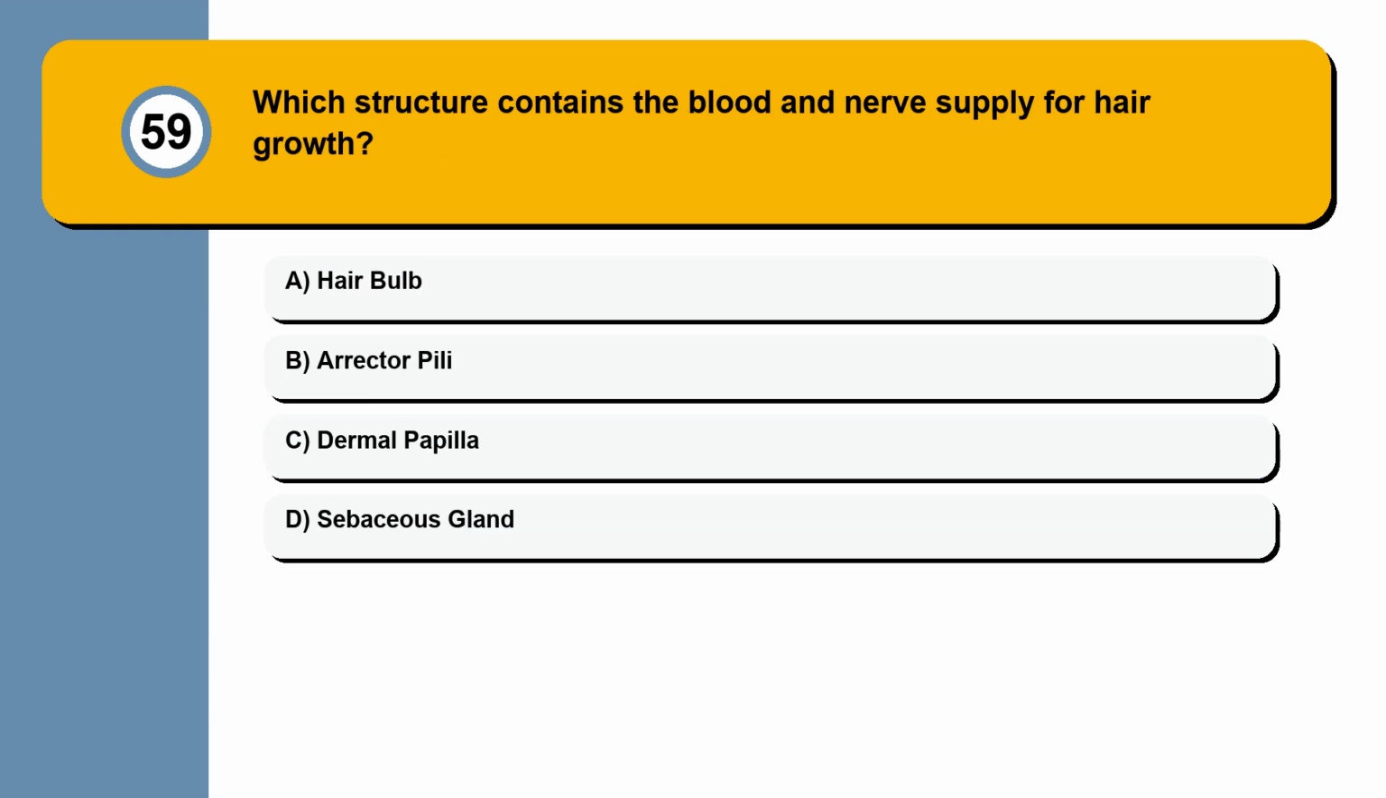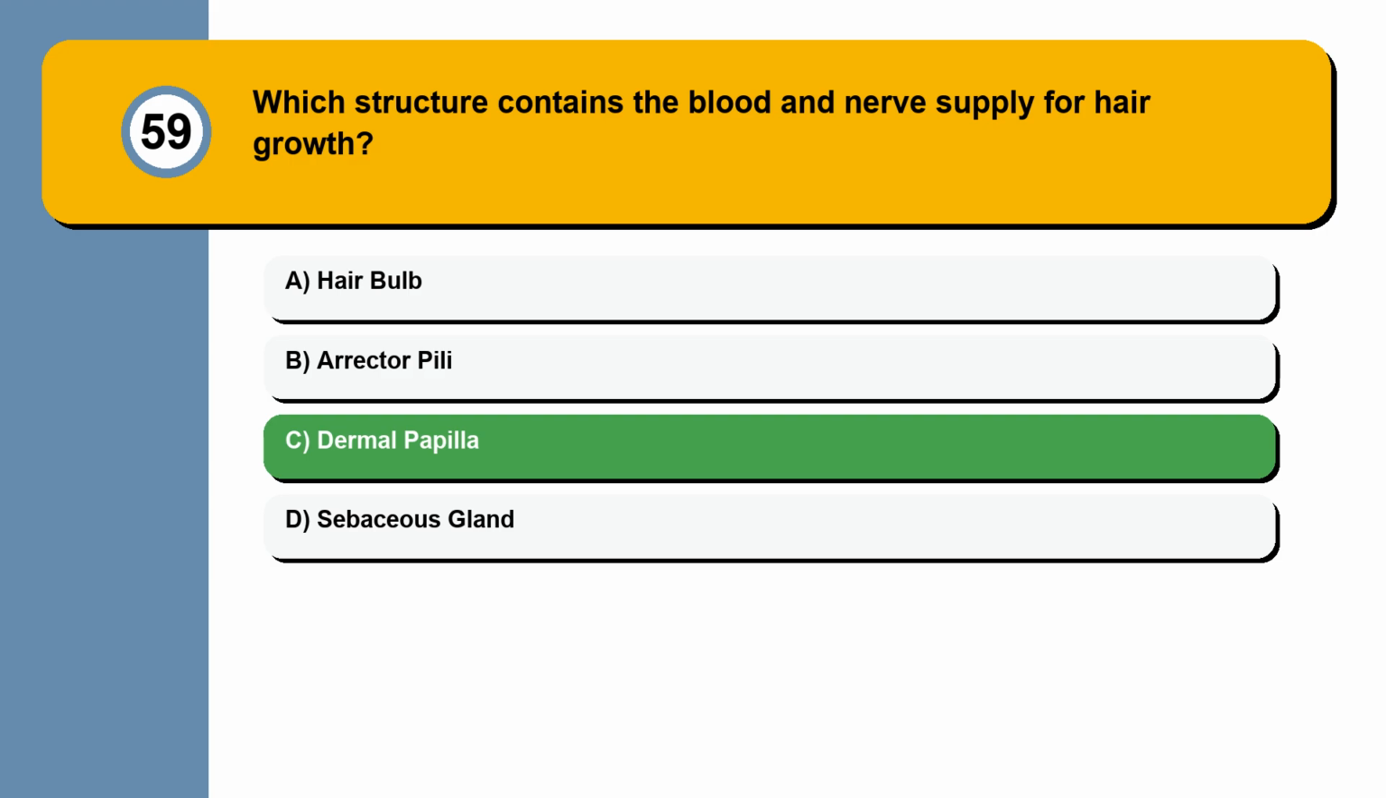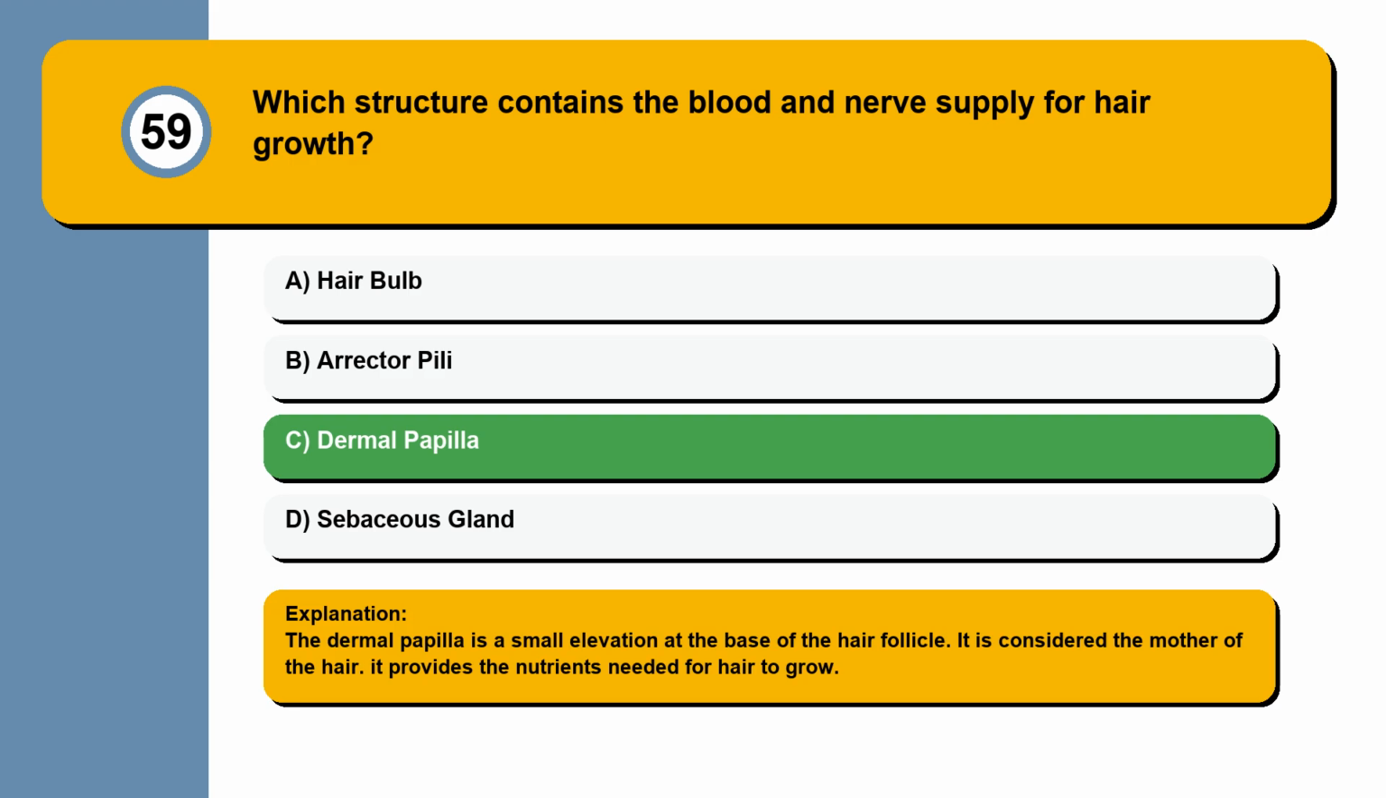Question 59. Which structure contains the blood and nerve supply for hair growth? Hair bulb, erector pili, dermal papilla, sebaceous gland. The dermal papilla is a small elevation at the base of the hair follicle. It is considered the mother of the hair. It provides the nutrients needed for hair to grow.